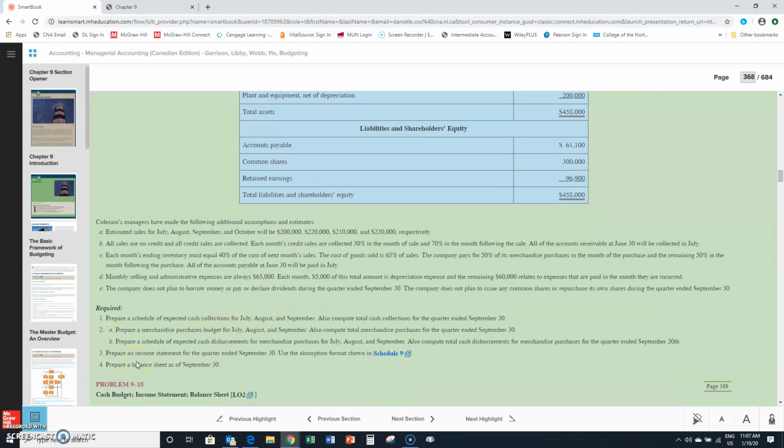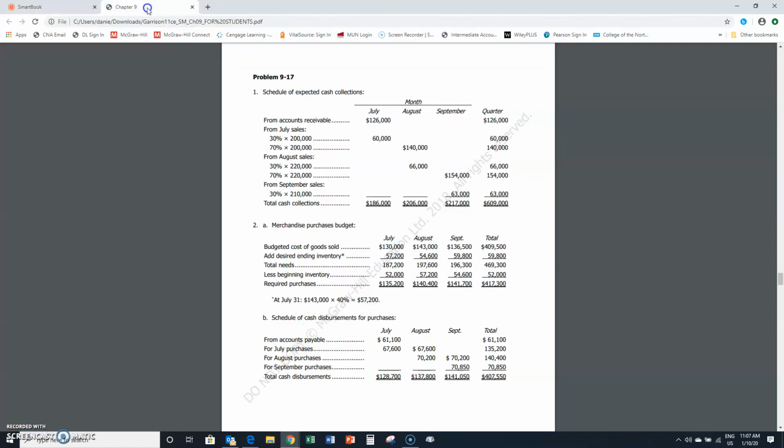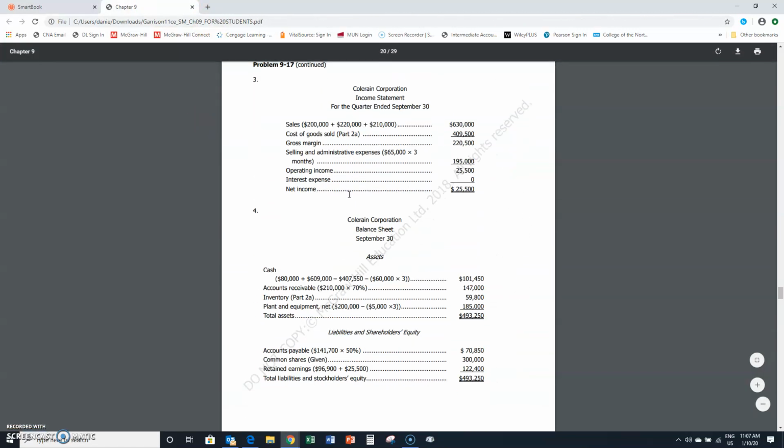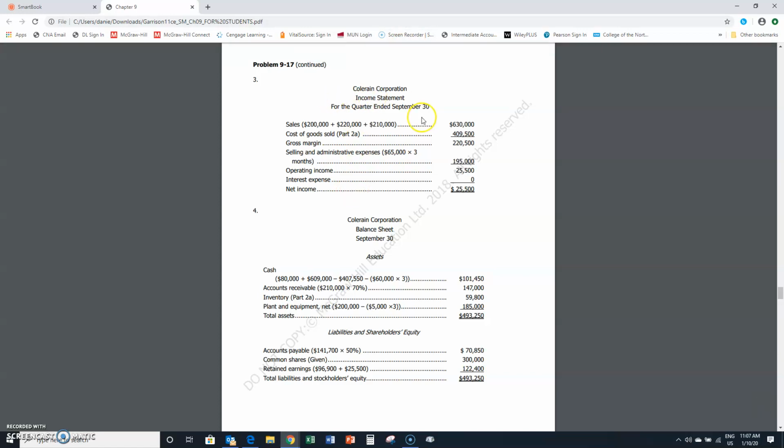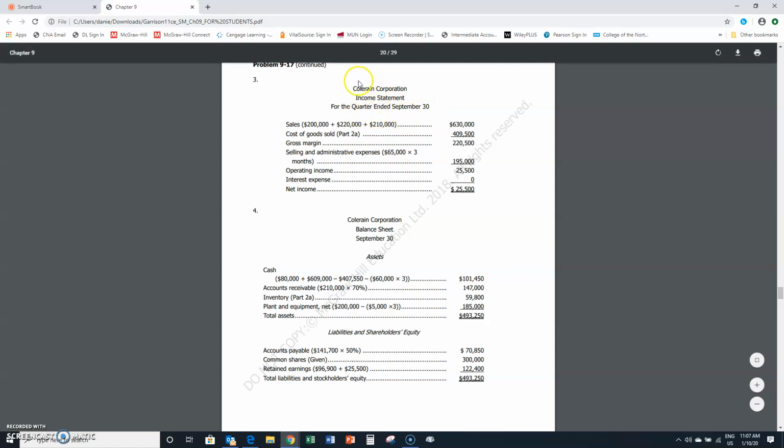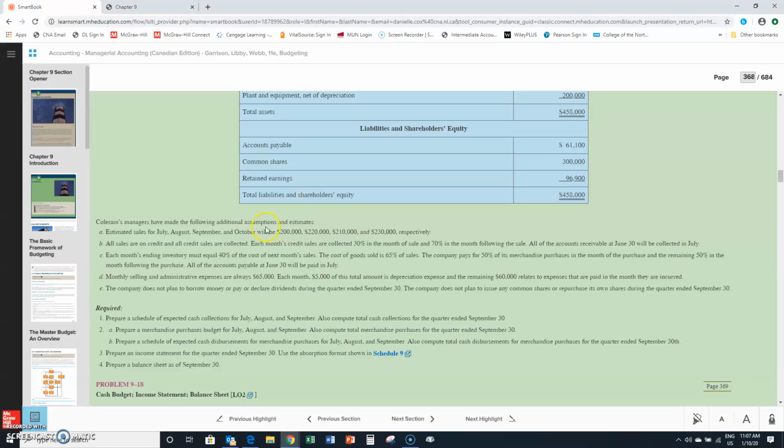Because now it asks us to prepare an income statement for the quarter ended using the absorption format shown in Schedule 9. So, scroll down here. Now when you're doing these on any kind of test that you would hand in, I want to see this. I want to see the name, income statement for the quarter ended. There is a little bit of a mark allotted to this kind of stuff. So the first thing on our income statement is our sales. The sales are given to us in the question, 200,000, 220, and 210 for the quarter.